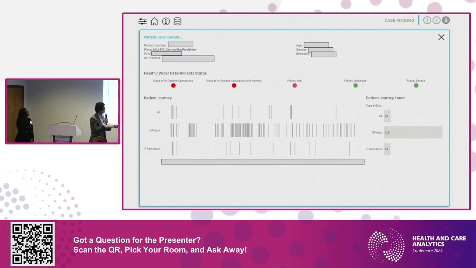So drilling down just a bit more, you can actually see patient-level details here. Obviously for confidentiality, patient identifier information is not shared here. But what we can see here, critically, is the patient journey. In primary care, you can see the number of GP appointments they've had. In this instance, it's 119. And from there, they've also had 14 inpatient admissions. So this is just a description of one patient.